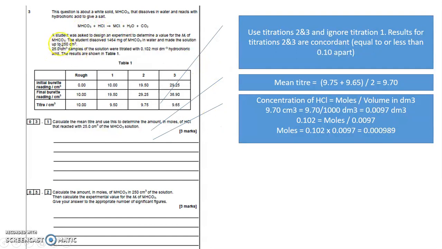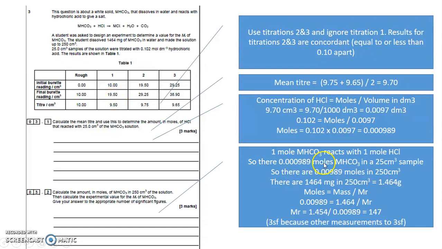But it's in the 25 centimetre cubed sample, so I need to scale it up to what would be in the 250 original volume. So I do 250 divided by 25 is 10, and multiply by 10. I've got to multiply up by 10. So I take this value and I multiply it up by 10. So now I've got 0.00989 moles in the 250 centimetres cubed.